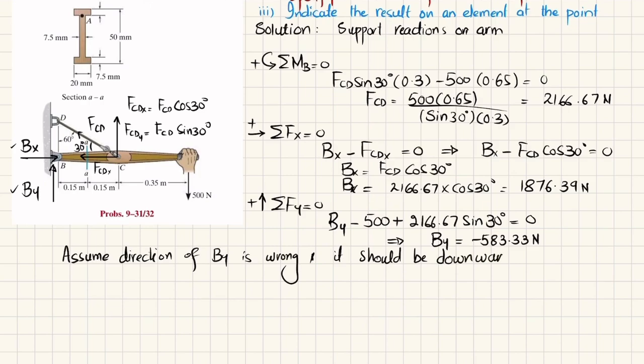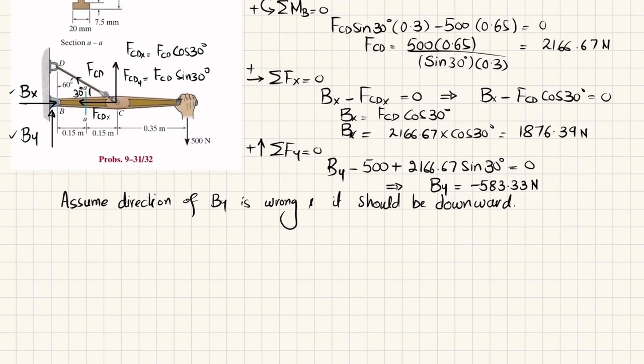Okay, now we have all these reaction forces. So what we will do is cut this beam or arm at section AA and draw the free body diagram of this portion. Clear? So let me draw it. I will write internal loading.